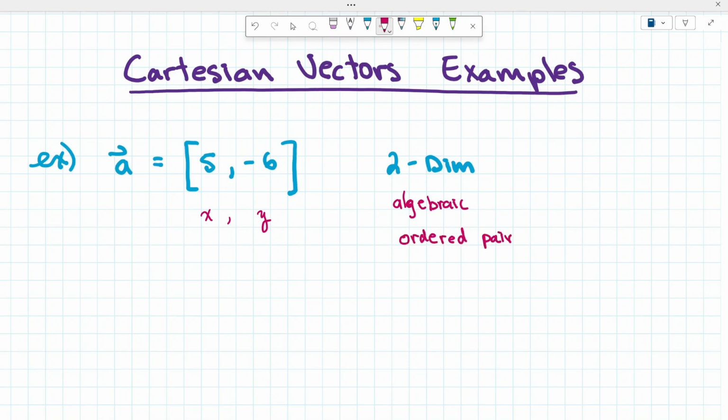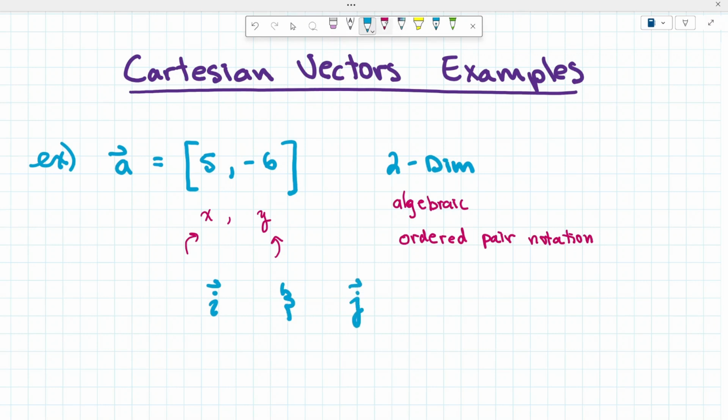So the reason why I'm showing this right now is that it's important that as soon as you see a vector, you can classify what type of vector it is, because once you know what it is, you're able to extract properties from it. Just like how we know that this 5 represents our x component and this 6 represents our y component. So for this question, I want you to rewrite it in terms of i and j.